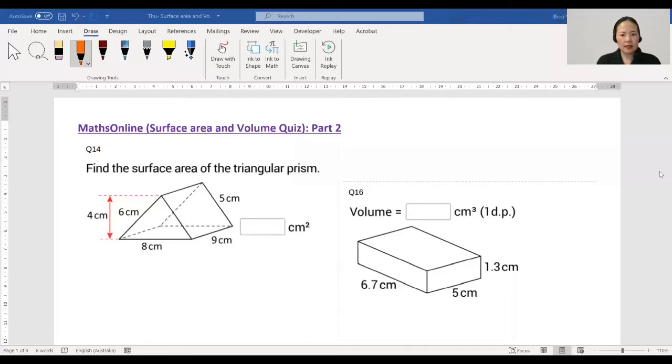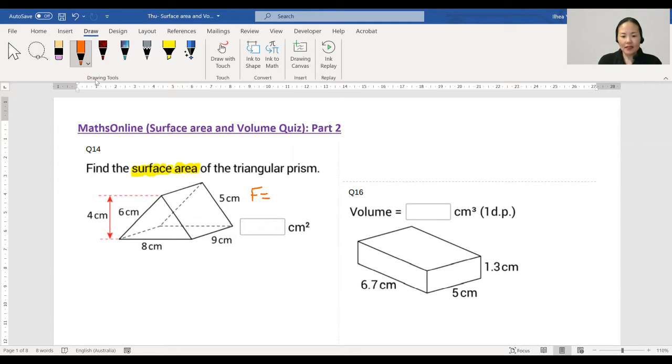Okay, today's lesson is continuing with surface area and volume quiz revision. Question 14. Find the surface area. Okay, so this is surface area, triangular prism. With surface area, with a prism, you need to find how many faces that particular prism has. Mandy, how many faces does this triangular prism have?